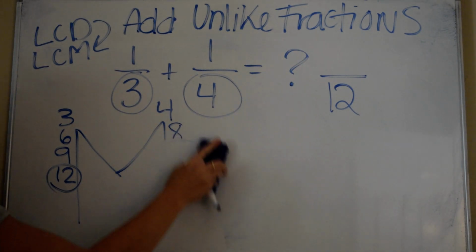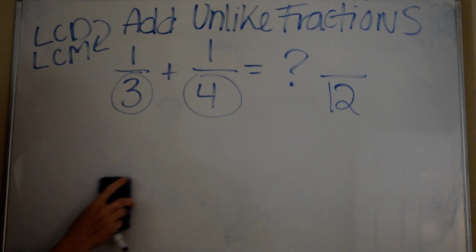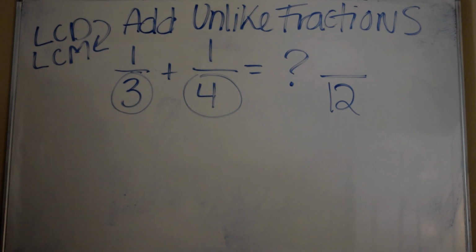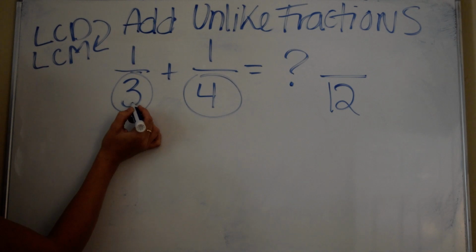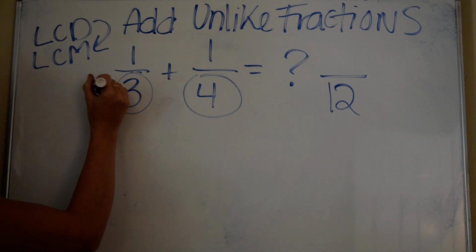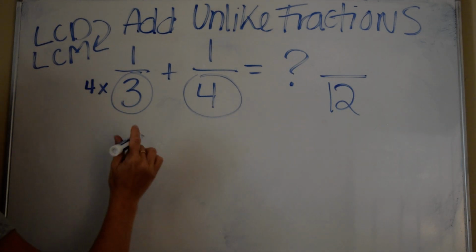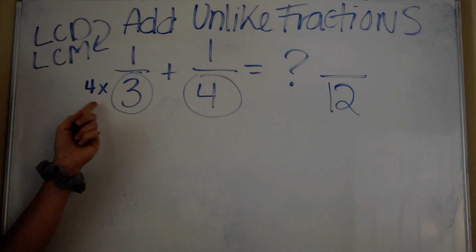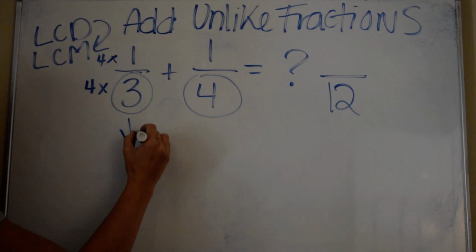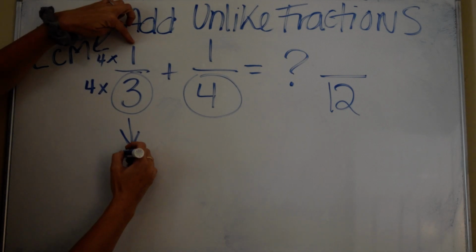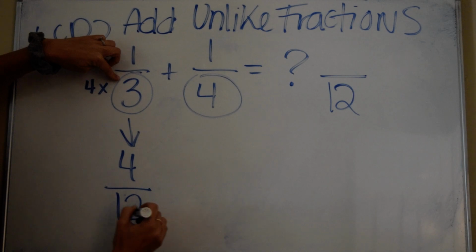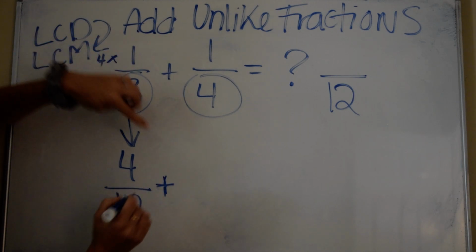So now that we know that it needs to be a 12, how do I change these into a 12? We're going to do that by multiplying. So if I change a 3 into a 12, I can do that by multiplying 3 times a 4, because 3 times 4 gives me a 12. And whatever you multiply the bottom, you have to do it to the top as well. So my new fraction here is 4 times 1, which is 4, and my new denominator, which needed to be a 12. Our operation is still addition.